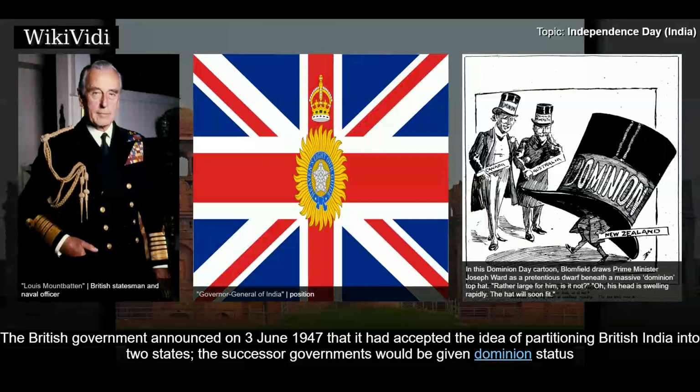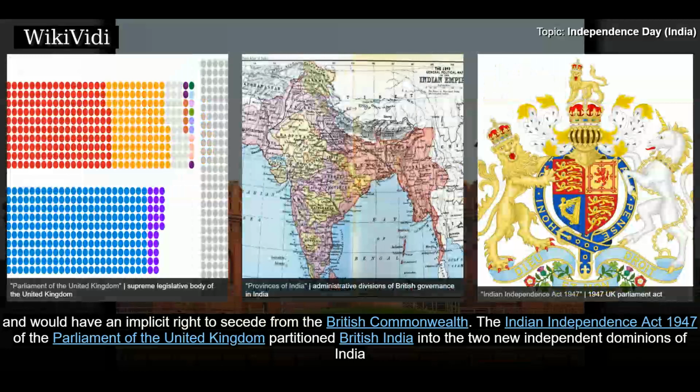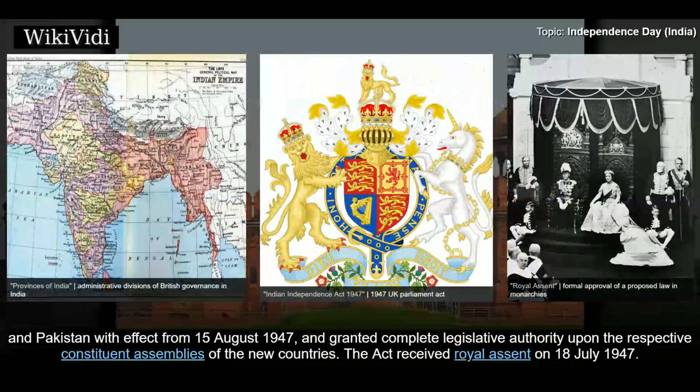The successor governments would be given dominion status and would have an implicit right to secede from the British Commonwealth. The Indian Independence Act 1947 of the Parliament of the United Kingdom partitioned British India into the two new independent dominions of India and Pakistan with effect from the 15th of August 1947, and granted complete legislative authority upon the respective constituent assemblies of the new countries. The Act received royal assent on the 18th of July 1947.